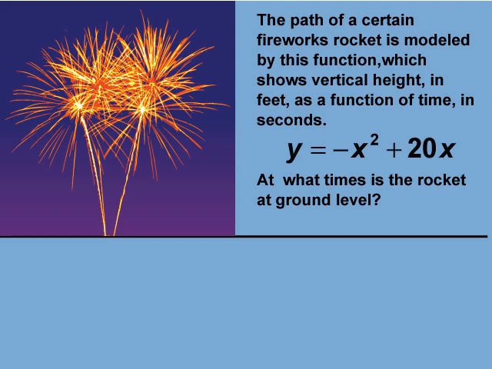The rocket is on the ground when the y value is 0. The equation we want to solve is this: negative x squared plus 20x equals 0. One way to solve a quadratic equation is to graph the original function and see where it intersects the x-axis.